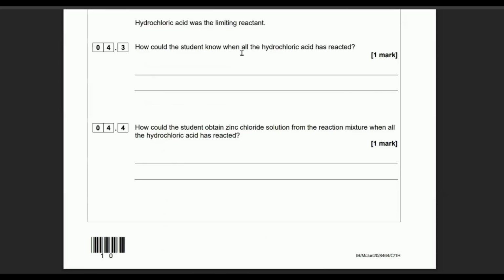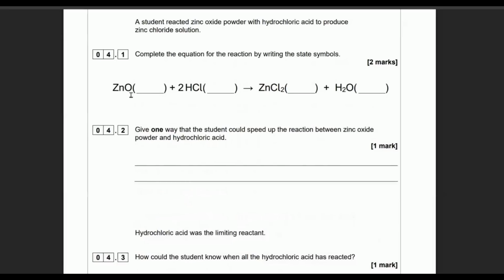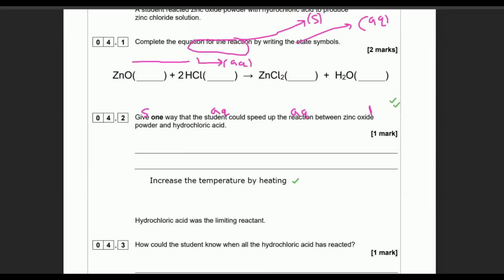Okay, hydrochloric acid was the limiting reactant. How could the student know when all the hydrochloric acid had reacted? Let's look back at the equation. So we've got zinc, we got solution, we got aqueous. Once all the hydrochloric acid has reacted, check this out. I'm going to put a state symbol.